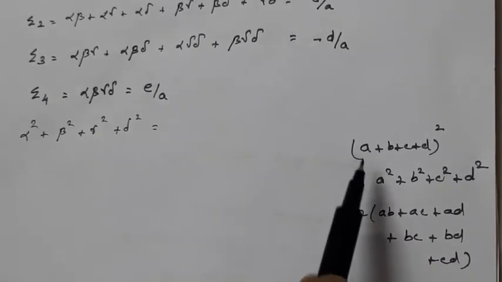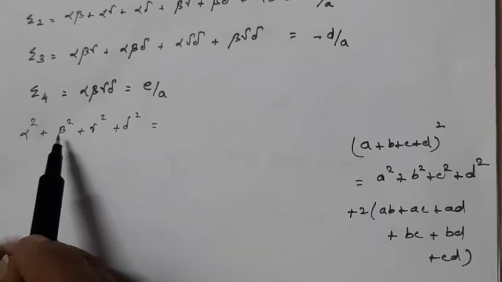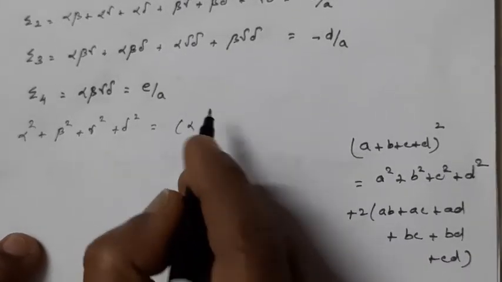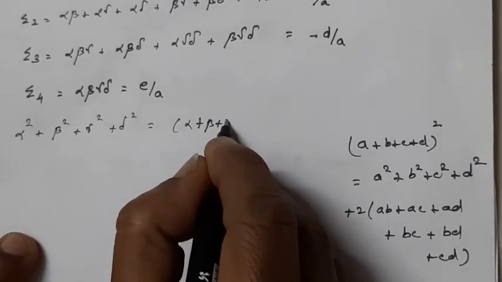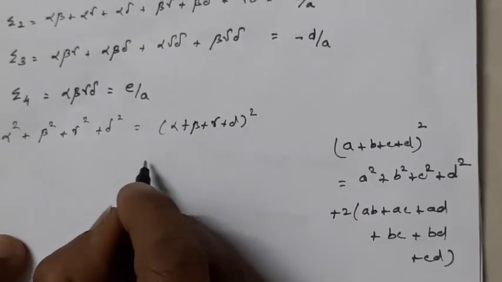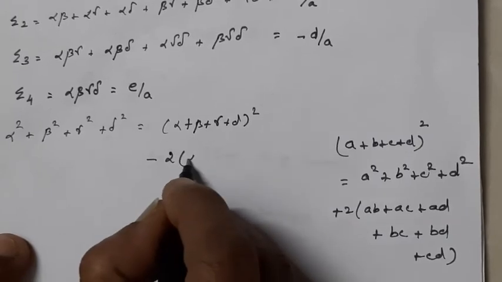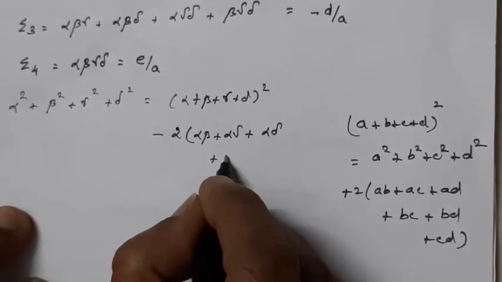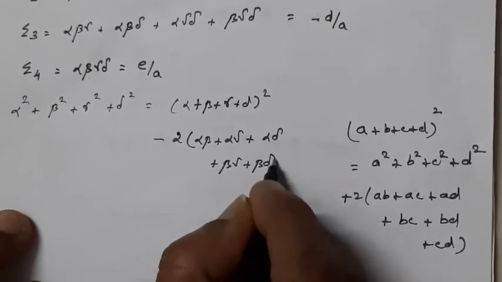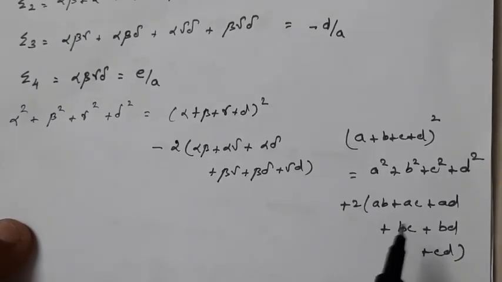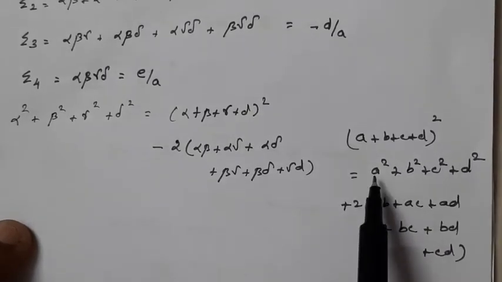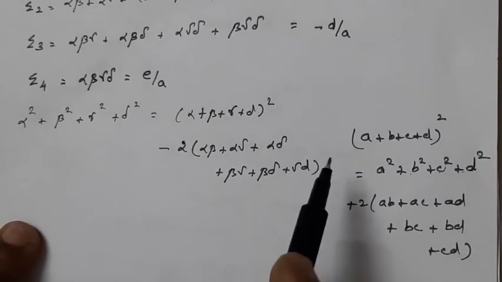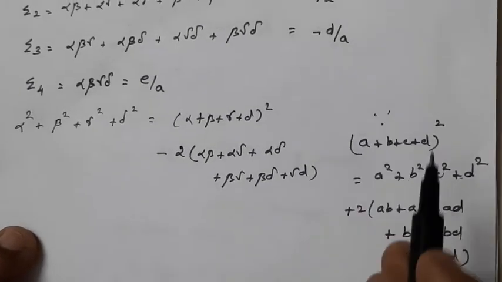So using this, we have alpha squared plus beta squared plus gamma squared plus delta squared equal to alpha plus beta plus gamma plus delta the whole squared minus 2 into alpha beta plus alpha gamma plus alpha delta plus beta gamma plus beta delta plus gamma delta, okay. So just using the formula and replacing a, b, c, d as alpha, beta, gamma, delta, you will get the required one, okay.